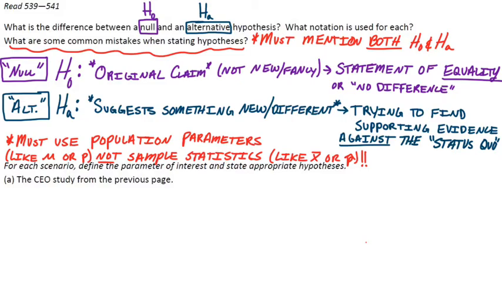And then the bottom part of this page here, it says for each scenario, define the parameter of interest and state appropriate hypotheses. All right, for the CEO example, what's the null hypothesis, H sub 0, and what's the alternative hypothesis, H sub A? Well, the null hypothesis is just going to make the safe bet. It's going to say, look, everything's fair. There's nothing weird going on here. So if everything's fair for the CEOs, that would mean that this true population proportion, P, is actually equal to 2 out of 12. And remember, 2 out of 12 was actually about 0.167.